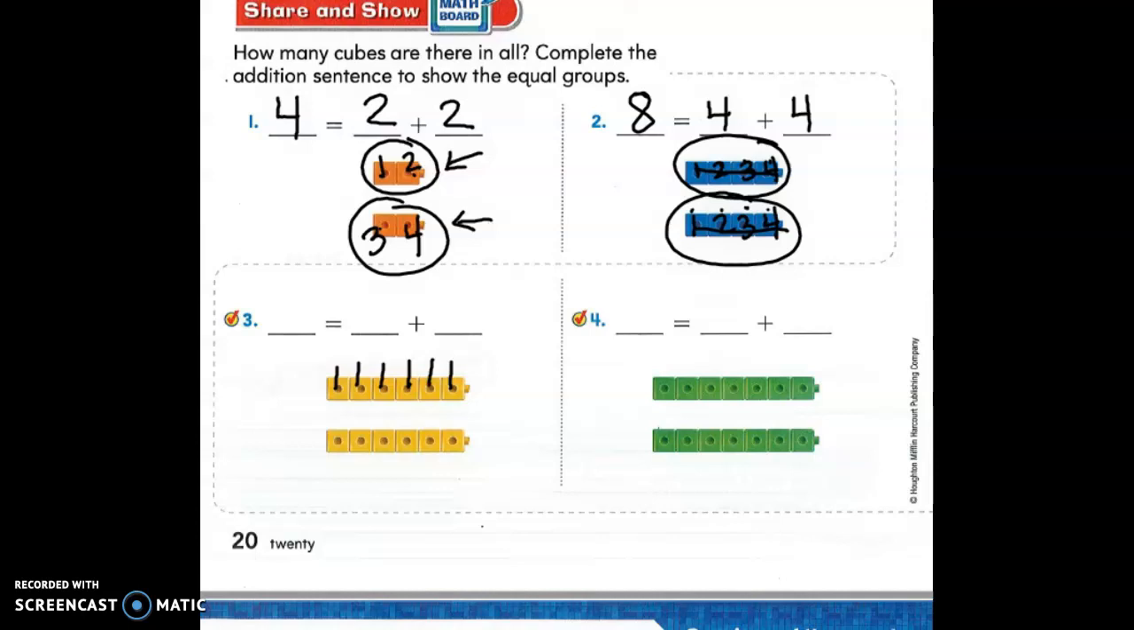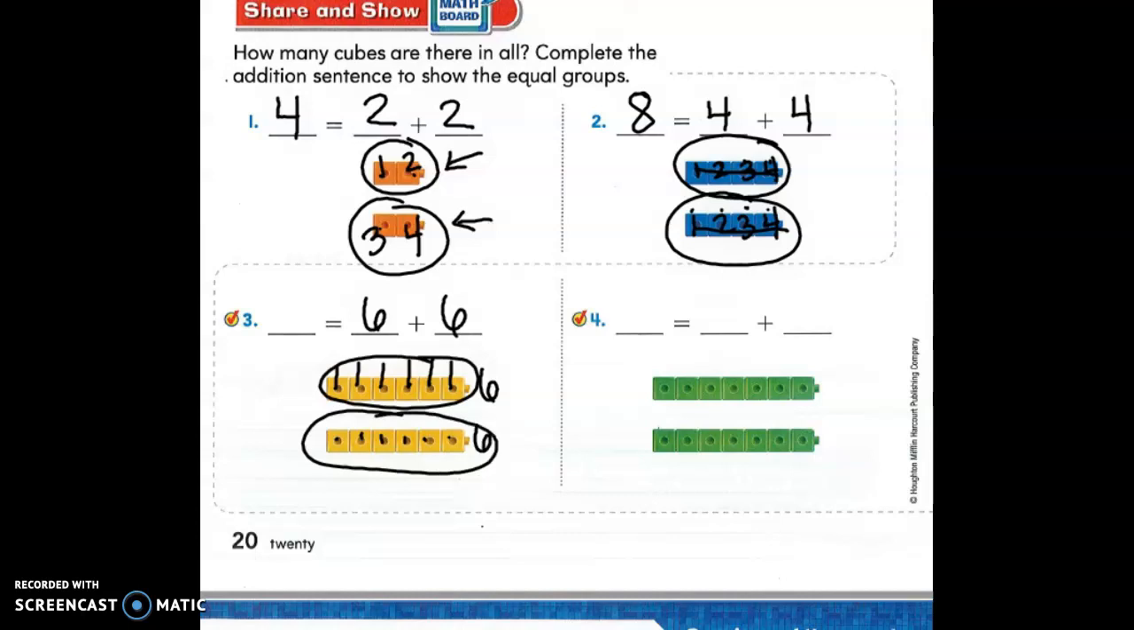How many did you get? 6. There's 6 cubes here, so that's one group is 6. Let's see what's in my second group. You should have gotten 6 again. There's 6 in this group and 6 in this group.